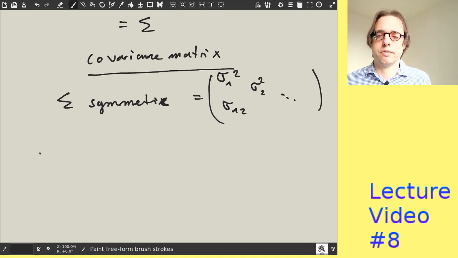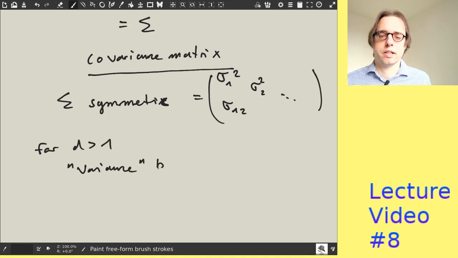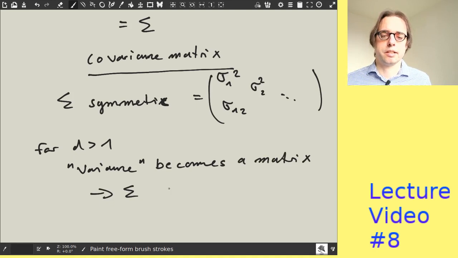So for d larger than 1, variance becomes a matrix, so it's not just a single number. And this matrix is Sigma, and it's called the covariance matrix.